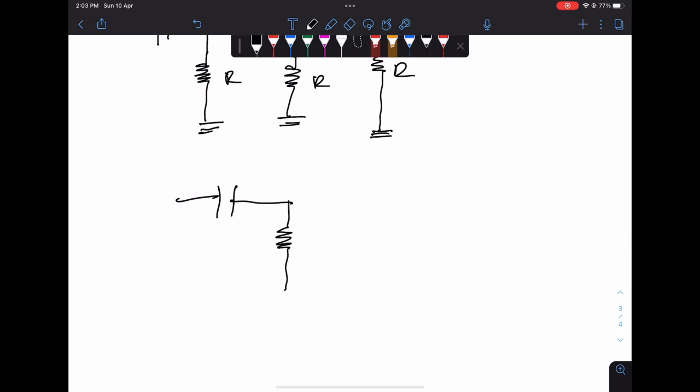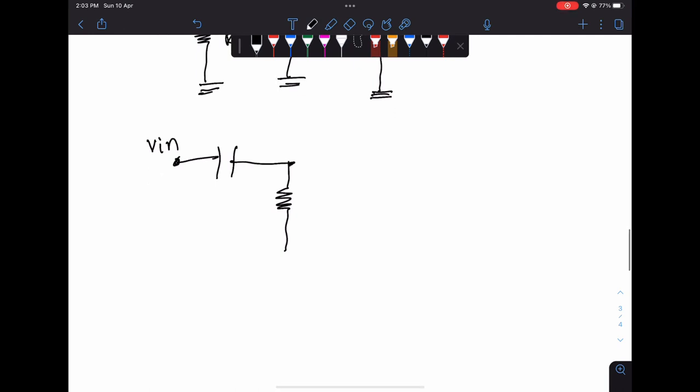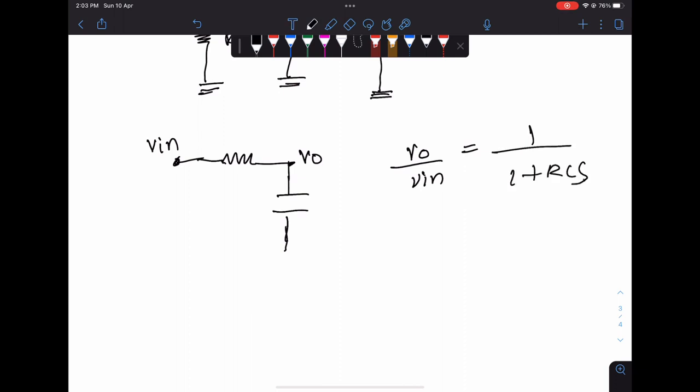Let's assume that we are considering the high pass. Just leave the other circuit and take this concept. We can consider the low pass instead, since it is easy to deal with the low pass, with R and C. What is the transfer function of this circuit? It is V0 by Vin, which is nothing but 1 by (1 plus RCs).